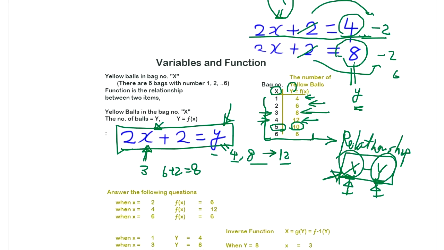So any unknown value you can plug in any number is called variable. And the relationship between variables is called function. Okay, this is the beginning of learning a function. It's very important in algebra. You already learned unknown value and how powerful unknown value is to solve the problem.